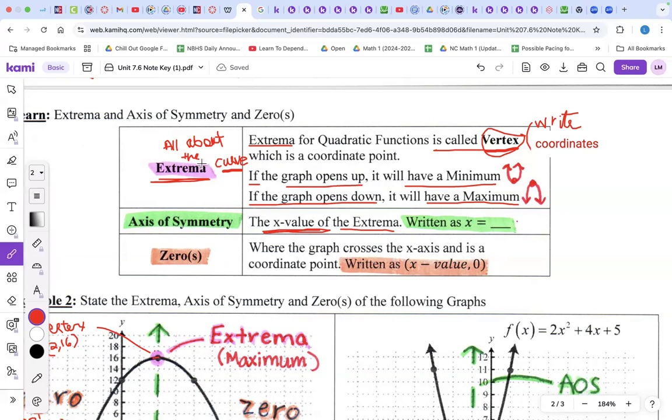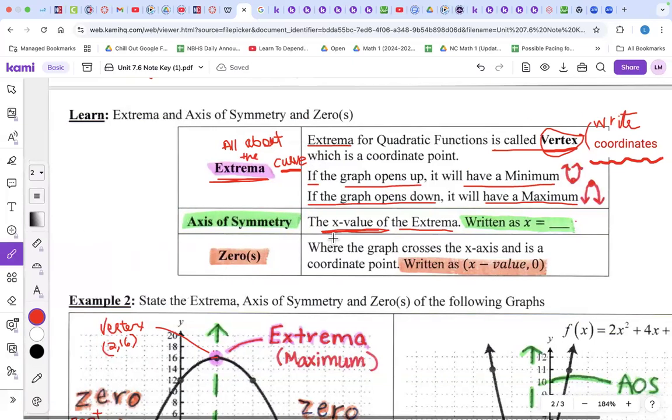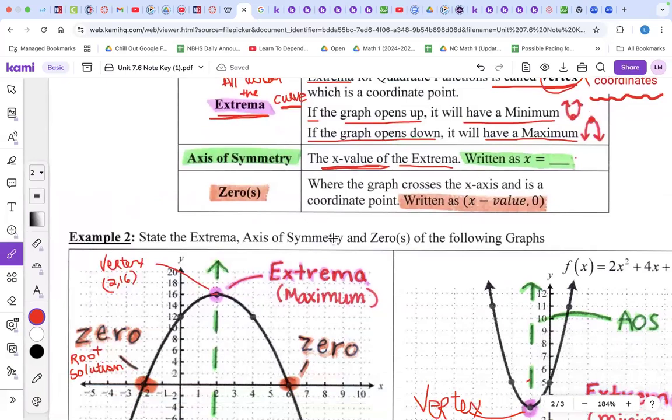All right, but again, this extrema, I need you to remember that your extrema is also called the vertex. When you write extrema, you put minimum or maximum. But when you write the vertex, you must use coordinates. Let's see what we're talking about. And again, remember that extrema is about the curve. All right, so let's look at this parabola here, where we're only dealing with those things.